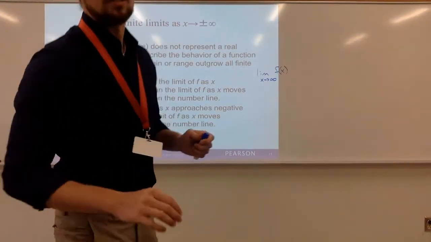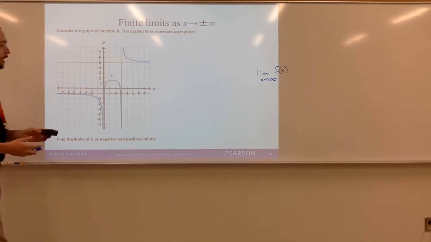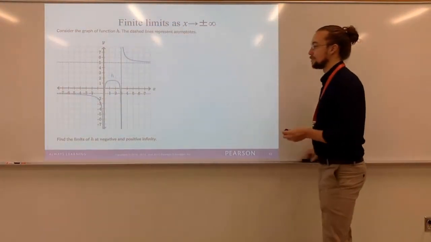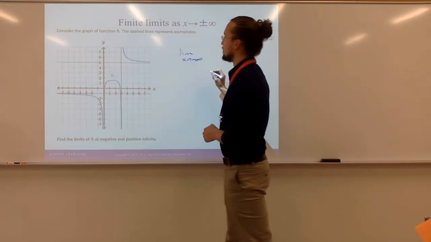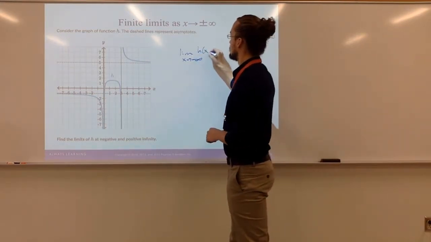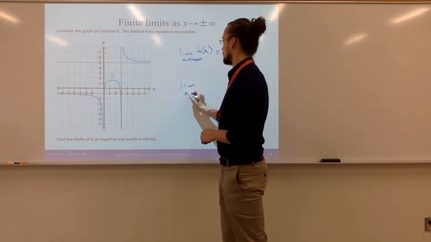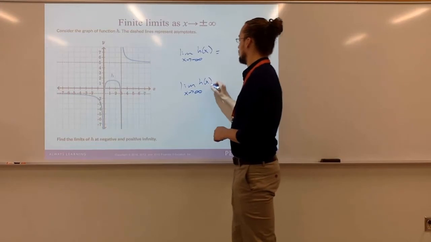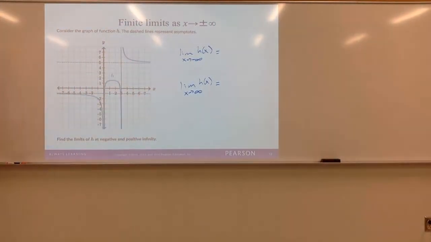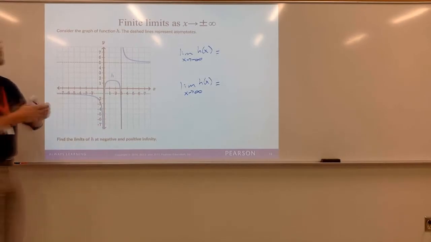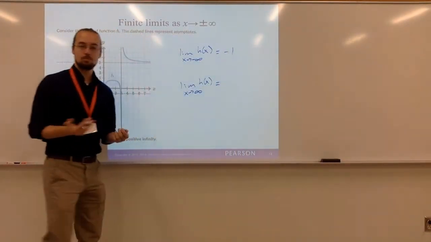If I've got this function right here, I want to know the limits as x approaches both positive and negative infinity. So those are two different things. I'll say the limit as x approaches negative infinity, calling this h of x, and the limit as x approaches positive infinity for my function. So if I'm looking at this graph, let's do as x approaches negative infinity first. That's saying, what y value am I getting closer and closer to as I go forever to the left? Negative 1, because that's where this asymptote is. So the limit as x approaches negative infinity is equal to negative 1.